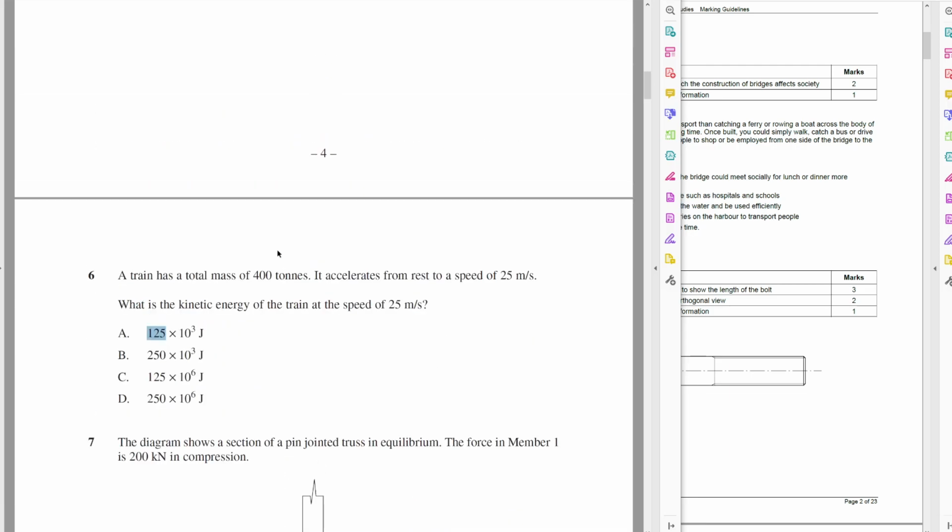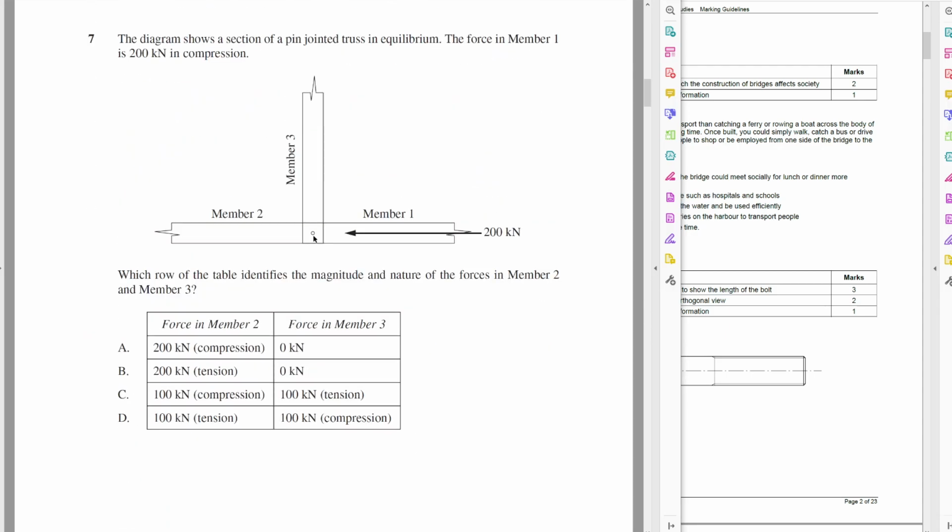Question 5 was a little bit harder, but still more than 2/3 of people got that right. Okay, so here we should be able to identify that this is a zero force member straight up, that we can see three members meeting at a straight line. That's going to be a 3-force member.